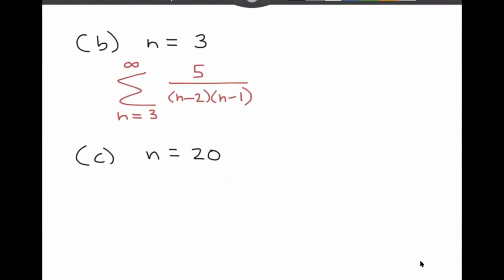And then finally, starting at n equals 20, can you guess what I'm going to write? We want the first factor in the denominator to be a 1, so why don't we put n minus 19? And we want the second factor to be a 2, so let's make that n minus 18.